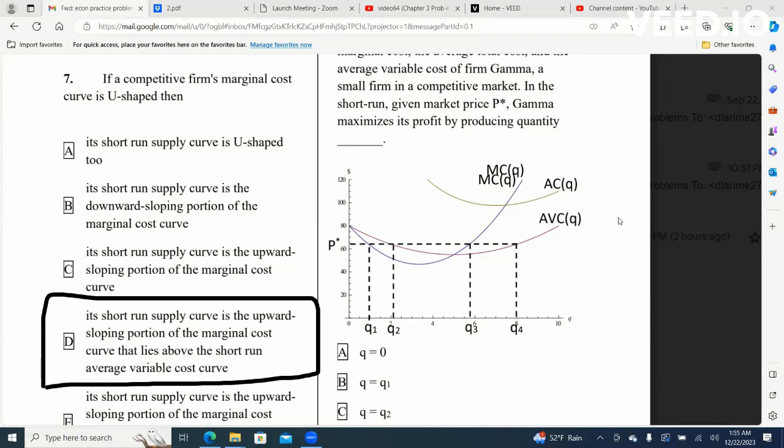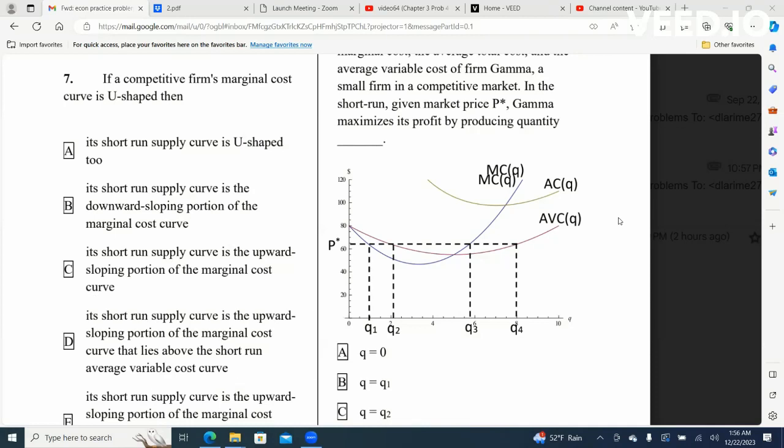Its short-run supply curve is the upward sloping portion of the marginal cost curve that lies above the short-run average variable cost curve. Who wants to read all of this? Sometimes they say the same thing in a slightly different language, but this is literally just telling us to regurgitate a graph.